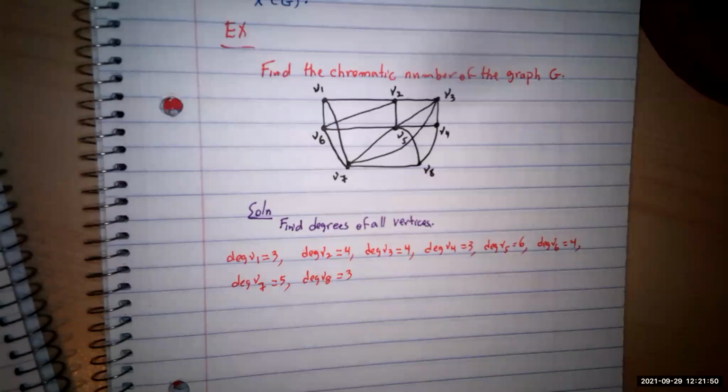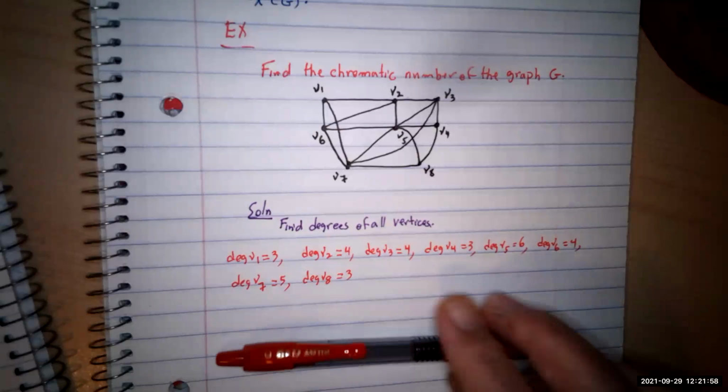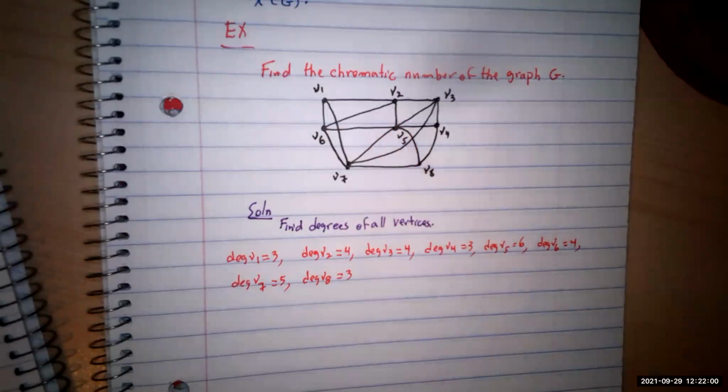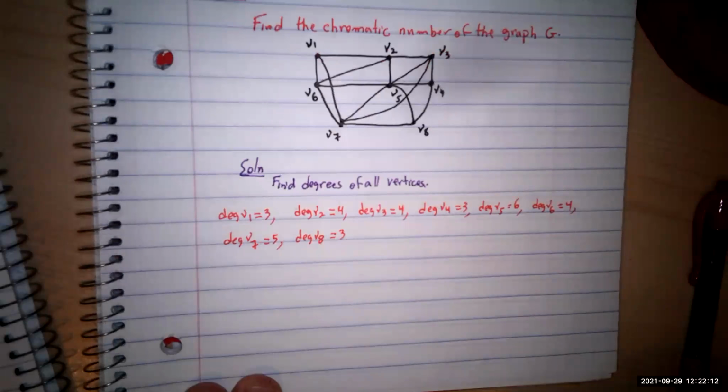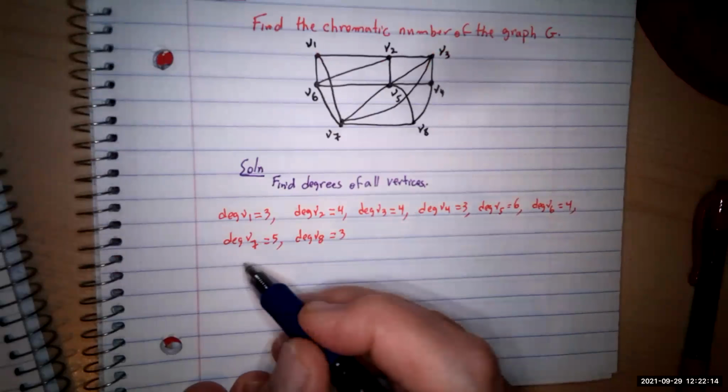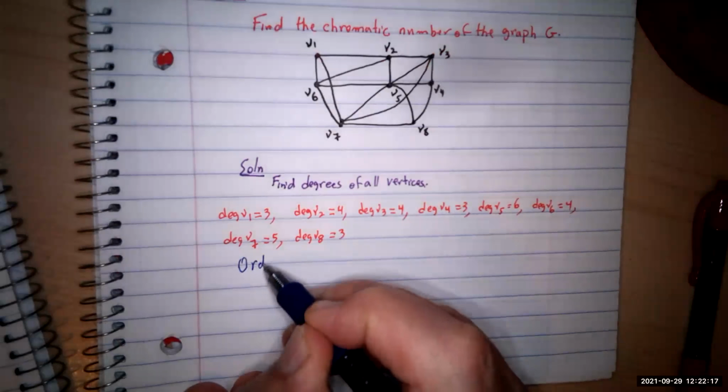Okay, so the first step is going to be identifying the degrees. Then you list these vertices according to their degrees. Start with the highest degree and just go down. So what we are going to do is list it as an ordered set, if you like.